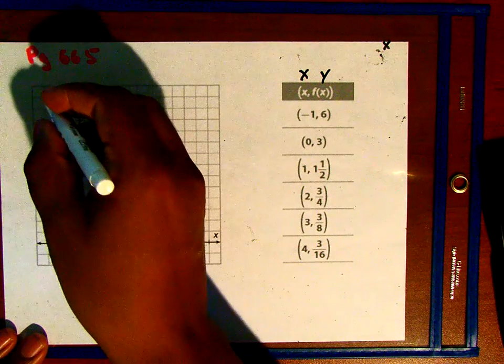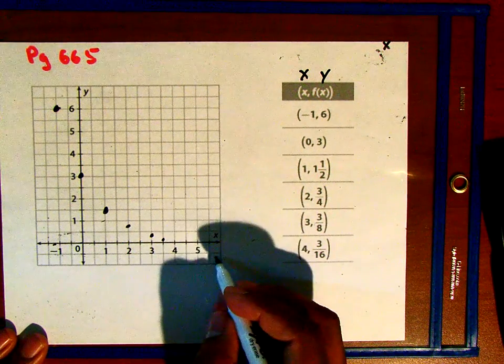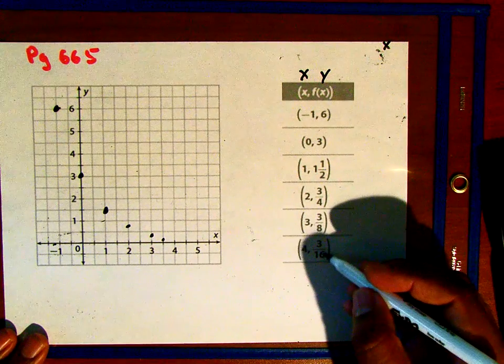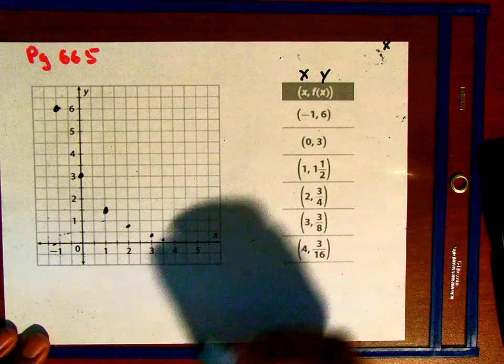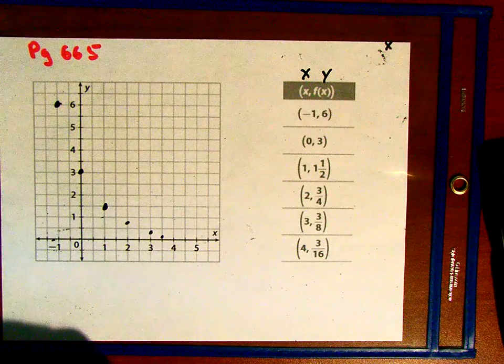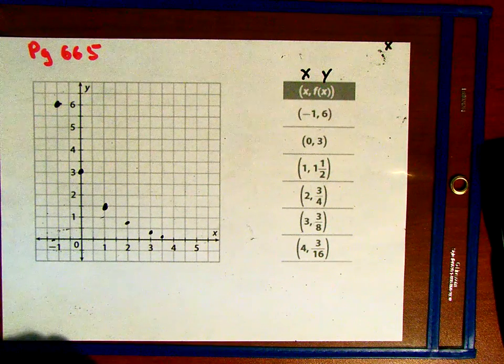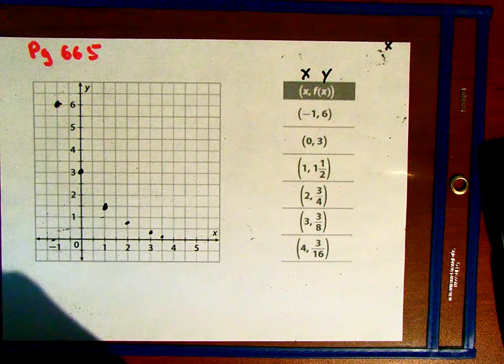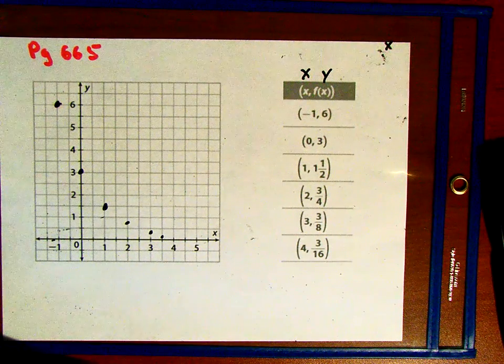Okay, so this is our graph, and as you can see, it's getting smaller and smaller. And it will never cross 0 because you'll always have some type of fraction here. So this is an exponential function. Okay, and that's how you graph the functions using the calculator to get your y values.